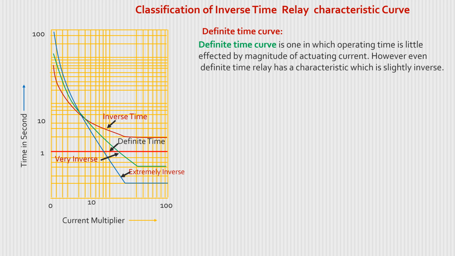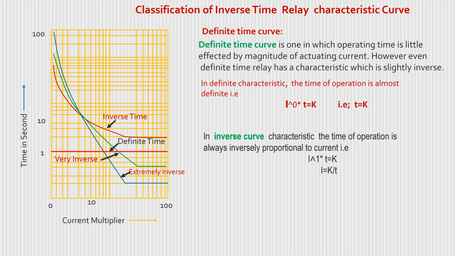Definite time curve is one in which operating time is not affected by magnitude of actuating current. However, even a definite time relay has a characteristic which is slightly inverse. In definite characteristic, the time of operation is almost definite. That is, I to the power 0 into t equal to k, that is, t equal to k.